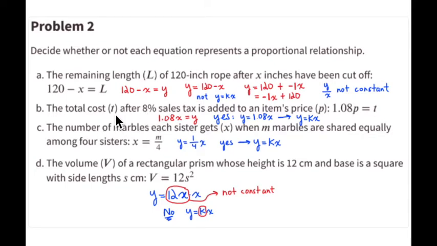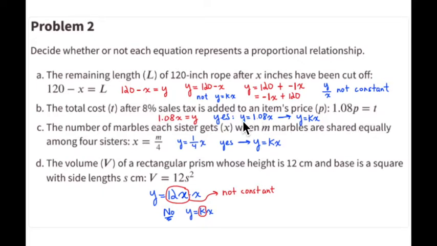It says the total cost T after an 8% sales tax is added to an item's price. Now you might get confused because they're saying the sales tax is added, but the way you add tax is you use multiplication. So you add 8% tax as you multiply by 8/100ths, that is 8%. So this is 1, that's the cost of the item, and then you're adding 8/100ths. So this is 1 and 8/100ths times whatever the price is. So don't get confused. You are actually multiplying by 1 and 8/100ths as you add an 8% sales tax.